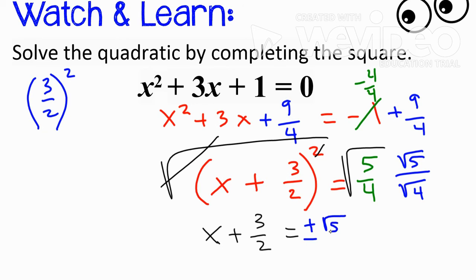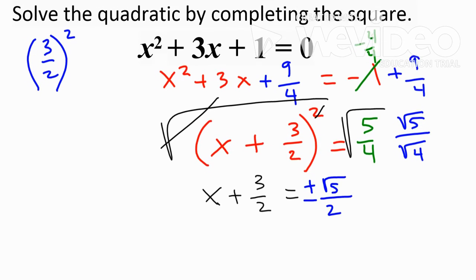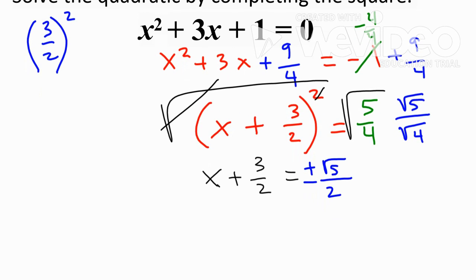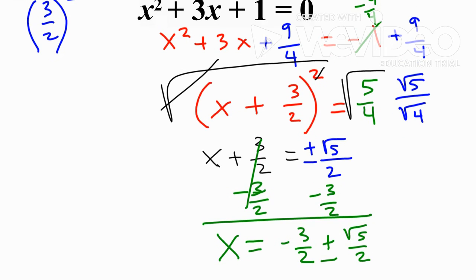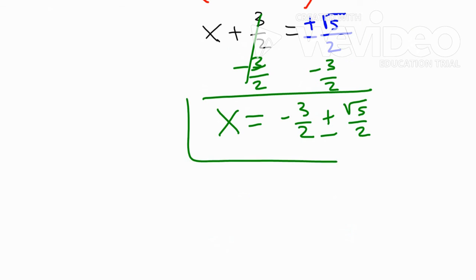Let's leave our numerator alone, but let's simplify our denominator. Now the reason I'm doing that is because my fraction on the other side is also 2. And when the denominators match, you can actually do some math. So let's subtract 3/2. And now this is what we get. Now pay close attention. -3/2 plus or minus the square root of 5/2. Now that is crazy looking. I know it's crazy looking. Technically, this is an answer.